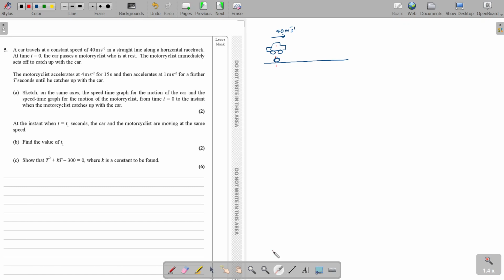Okay, so they ask you to sketch on the same axis the speed time graph for the motion of the car and the speed time graph for the motion of the motorcyclist from time t equals 0 to the instant when the motorcyclist catches up with the car. Okay, so let's quickly draw a speed time sketch.